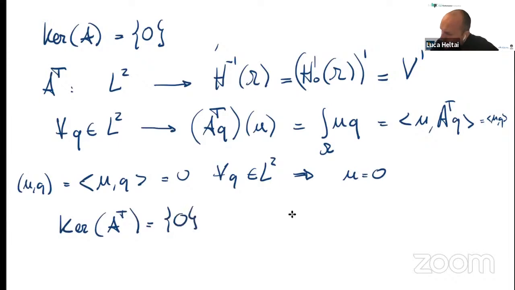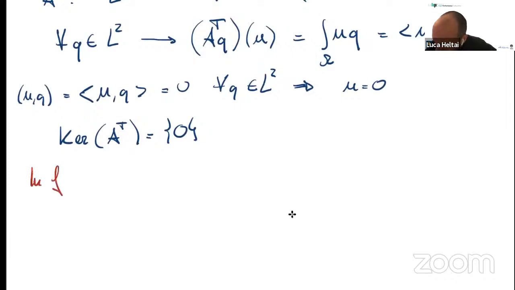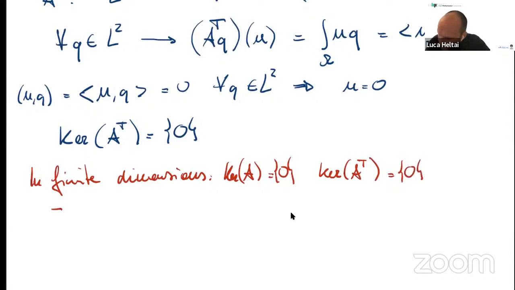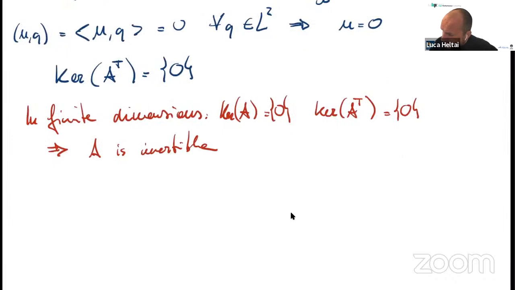Okay, and if you were in finite dimensions, so we have kernel of A equals 0 and the kernel of A transpose equals 0, what we would obtain is that A is invertible in finite dimensions. And the reason why this is the case is because all norms are equivalent in finite dimensions. So you can measure things with the same norms on the left and right. In infinite dimensions, however, in Banach spaces, this is not enough.